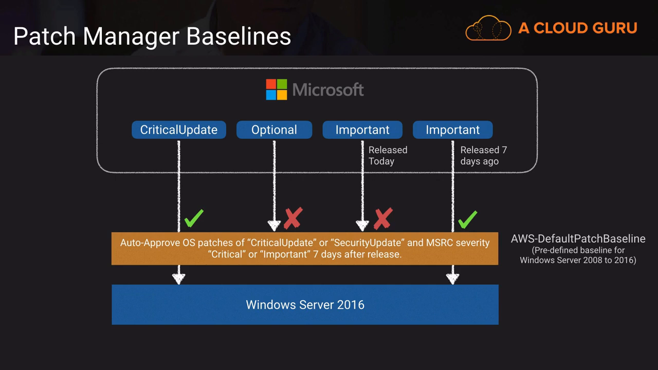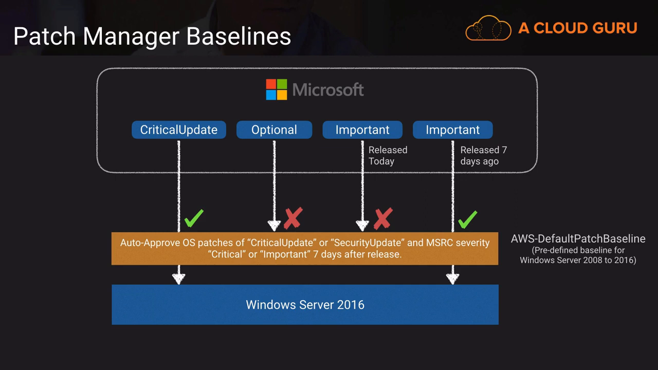Now, in this example here, we're using a predefined baseline that's been created by AWS specifically for Windows servers, and it's called AWS Default Patch Baseline. And there are other predefined baselines for Ubuntu, CentOS, Amazon Linux, and the like. And the purpose of this baseline is it kind of acts like a set of rules or a gatekeeper, and it will allow certain patches to come through and be automatically applied if they meet certain criteria.